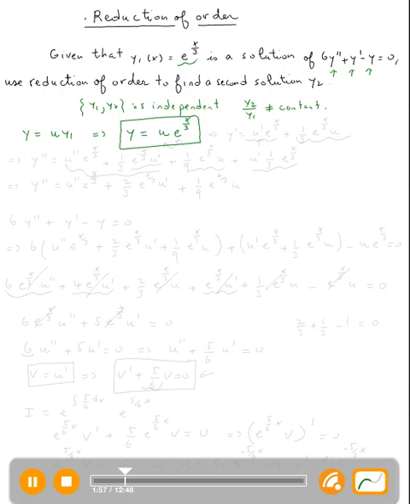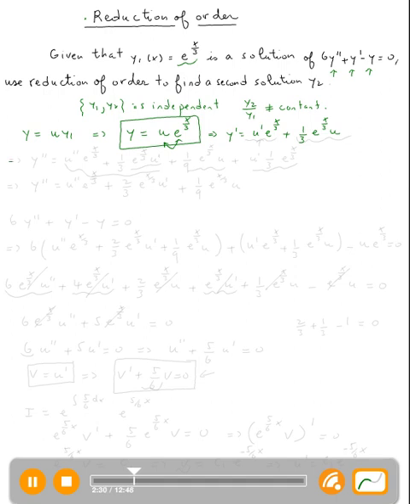Since y is equal to u e to the x over 3, then y prime, using the product rule, will be u prime e to the x over 3 plus the derivative of e to the x over 3, which is 1 over 3 e to the x over 3, times u.